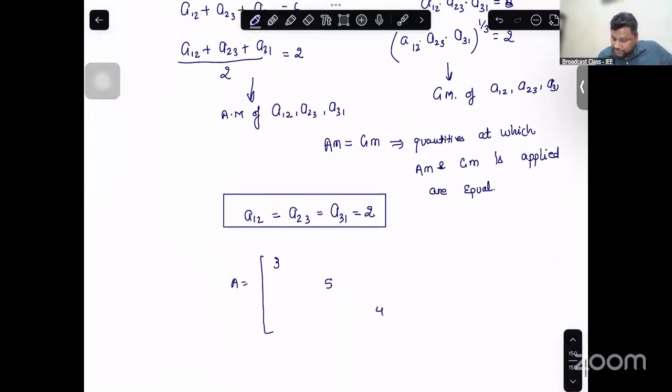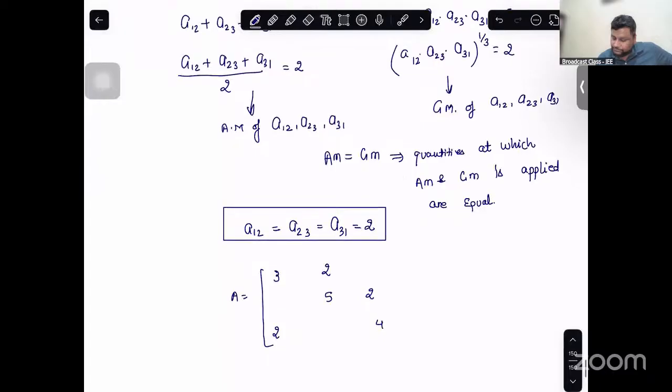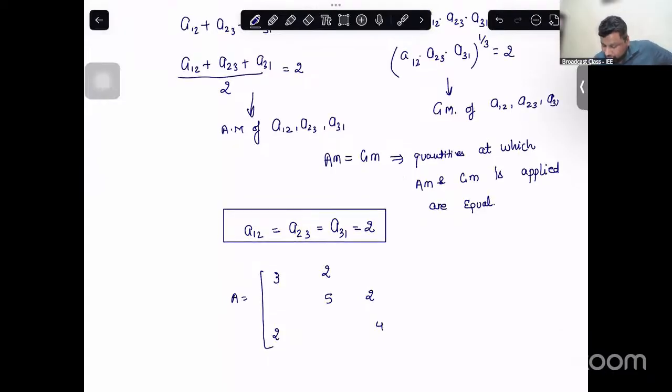Now, A12 is 2. A23 is also 2. A31 is also 2. Now A31 plus A13 is given to me as 4. So A31 is 2, so A13 is also 2. So the rest of the entries are going to be filled accordingly. Now they are asking for the determinant of A. I think this is what you can calculate. Yes or no? Determinant of A will come. Everybody understood?